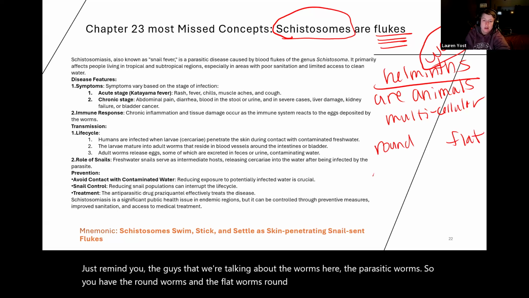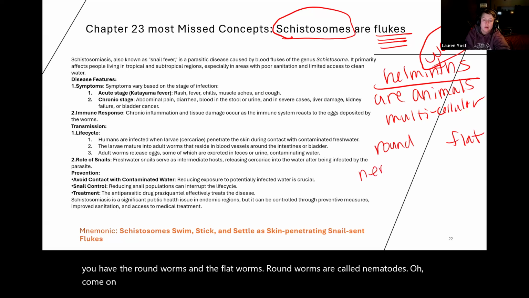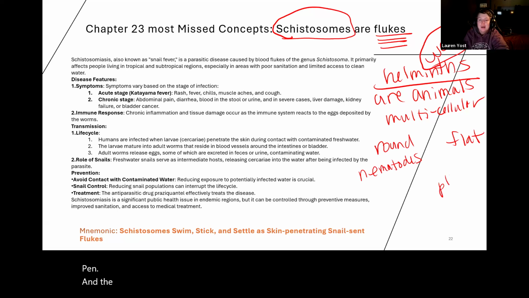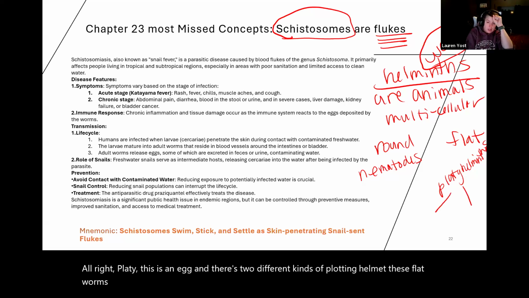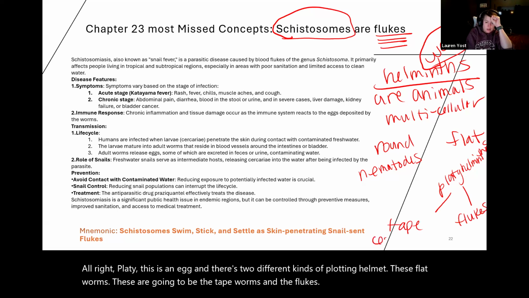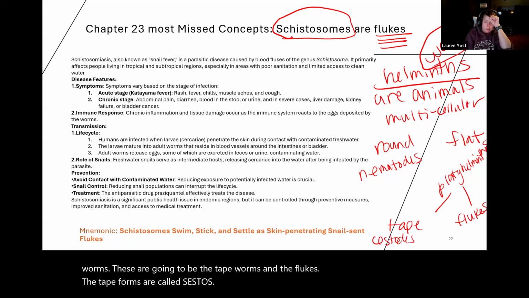Roundworms are called nematodes. And the flatworms are called platyhelminthes. Right, platy. This is an A. And there's two different kinds of platyhelminthes flatworms. These are going to be the tapeworms and the flukes. The tapeworms are called cestodes, and the flukes are called trematodes.